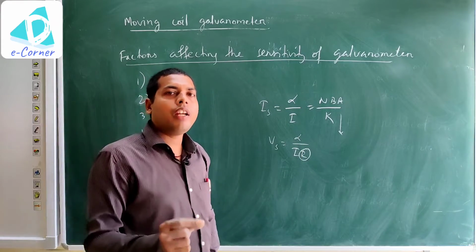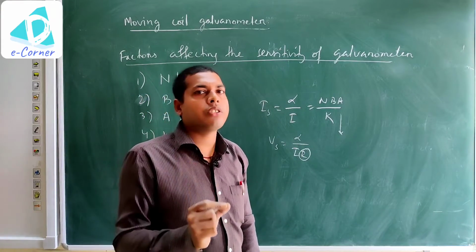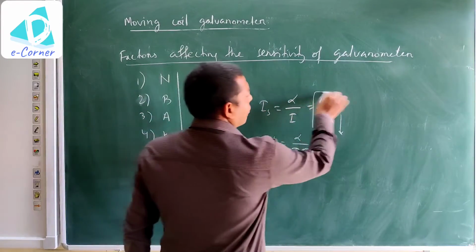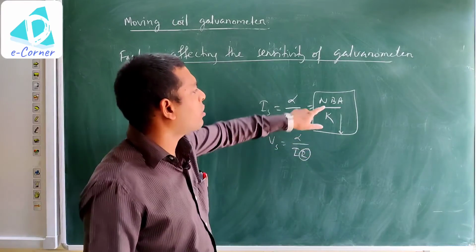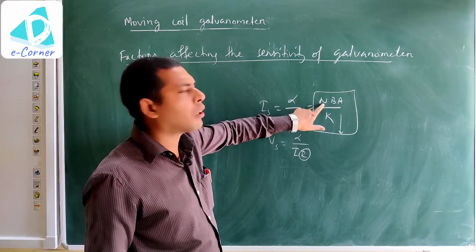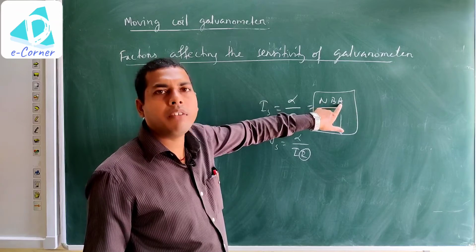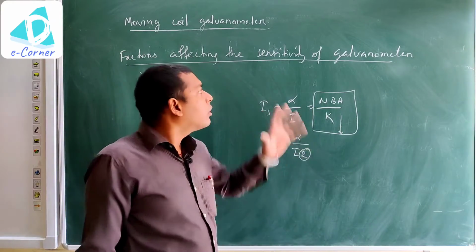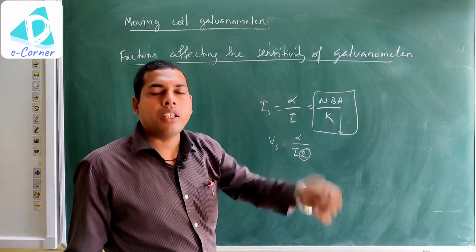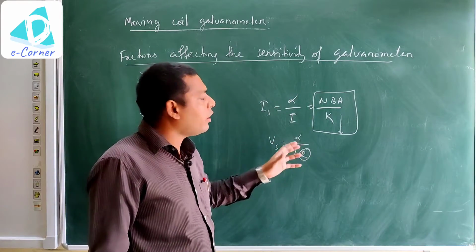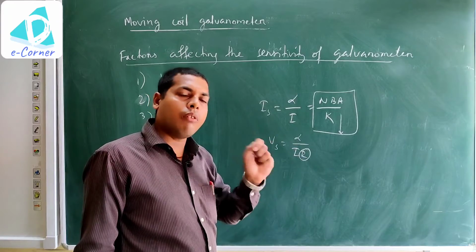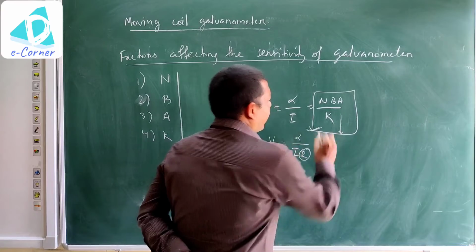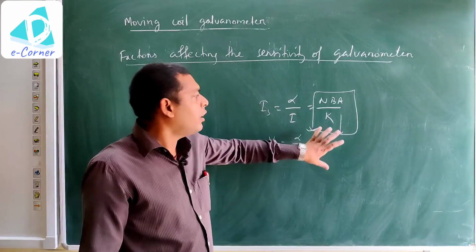Got my point? Again, one of the terms is the advantages of the moving coil galvanometer. Again, same thing. All these are advantages. We can increase the number of turns, magnetic field or area of the rectangular loop so that the sensitivity of the galvanometer can be increased, and it detects our current. Got my point? So all these are the advantages.